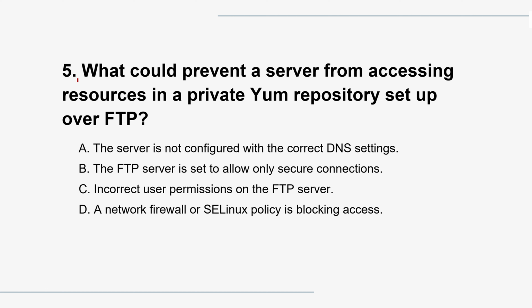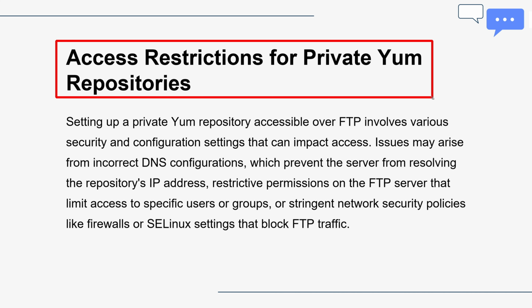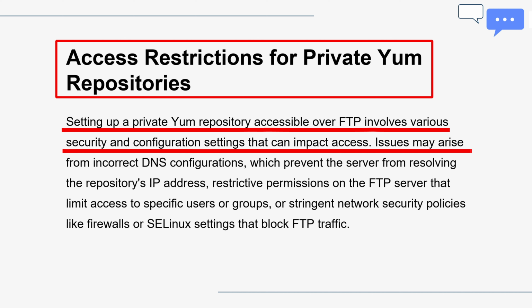Question 5. What could prevent a server from accessing resources in a private YUM repository set up over FTP? The knowledge points of this question are: orchestrations for private YUM repositories. If you're having trouble accessing a private YUM repository over FTP, it might be due to wrong DNS settings, overly strict security settings on the FTP server, or network barriers like firewalls or SELinux policies.